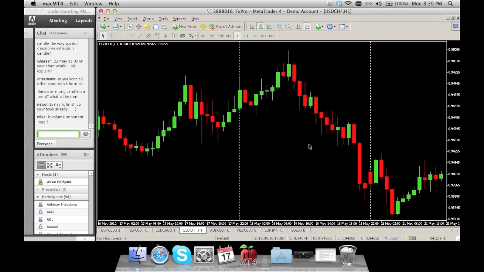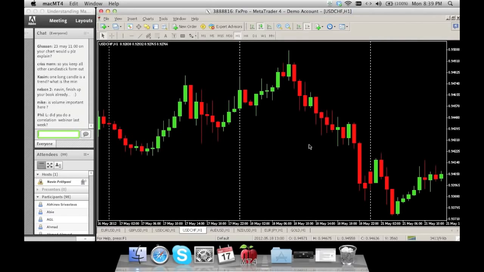So this is how you can focus with these 3 things only, and try not to overanalyze things because it will confuse you. Okay. Kasim, one long candle is a trend. What is the minimum? I don't understand, Kasim. Can you ask that question again? What do you mean by minimum?